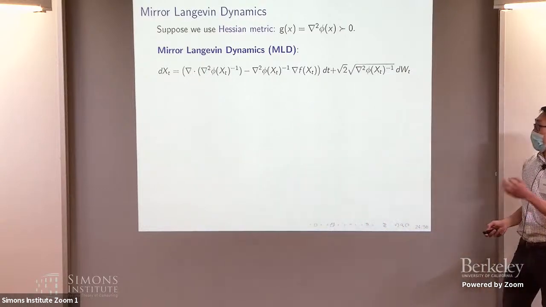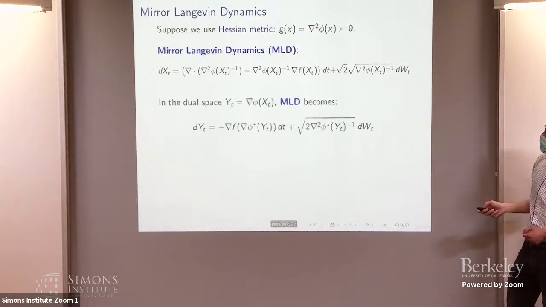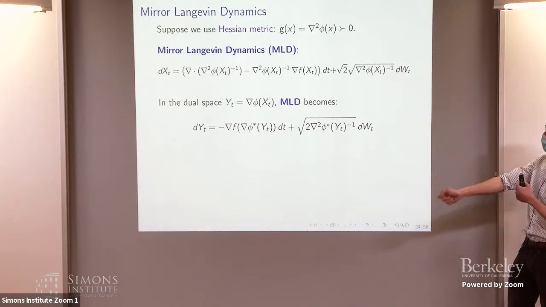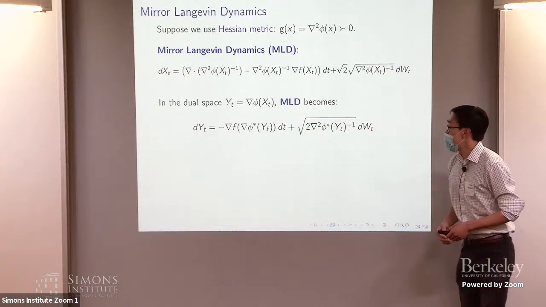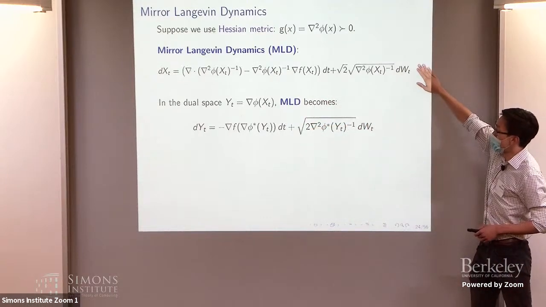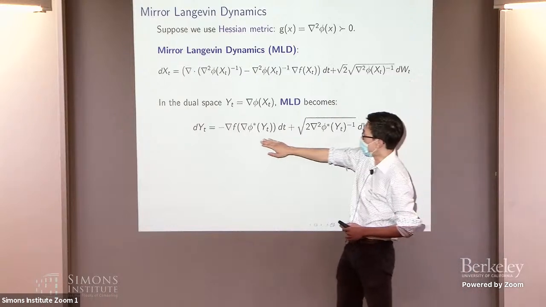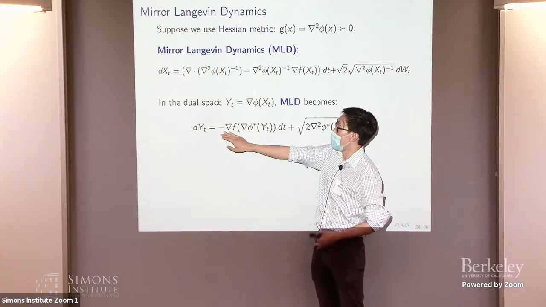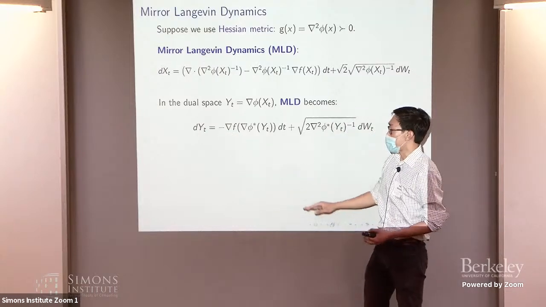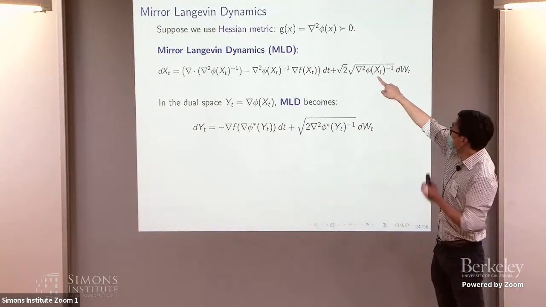But then recalling what we did for optimization, when we map to the dual space, mirror flow becomes really nice. Here we can do the same trick: in the dual space, let's map from X to Y via this mirror map. And it turns out that this mirror Langevin dynamics becomes something that's much simpler, right? Because the drift term simplifies to just one term. There is no inverse Hessian involved, there is no divergence involved, basically because everything cancels out when you do the calculation.